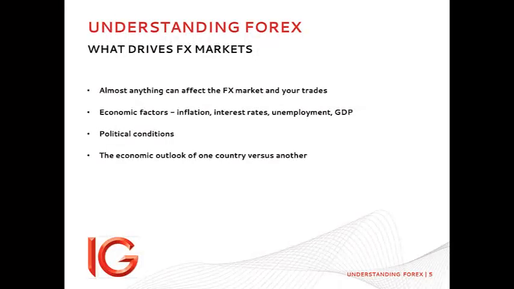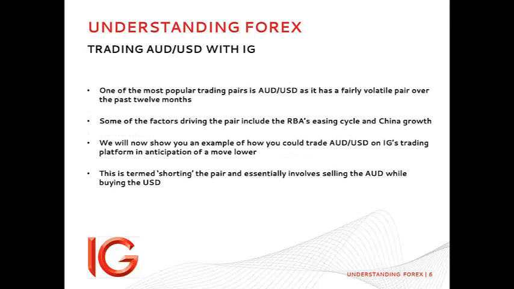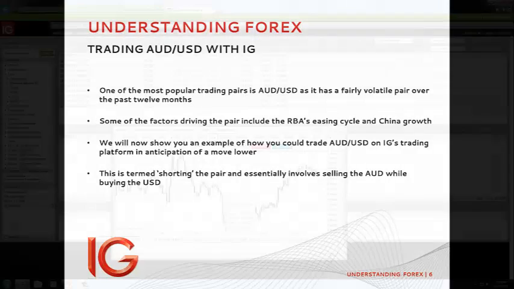Almost anything can affect the foreign exchange market and your trades. This ranges from economic data to political stability of a country. One of the most popular trading pairs is the Australian dollar versus the US dollar, which has experienced significant volatility over the past 12 months. Some of the factors driving the pair include the RBA's easing cycle and China growth concerns. We'll now show you an example of how you could trade the Australian dollar versus the US dollar with a bearish view on the pair.